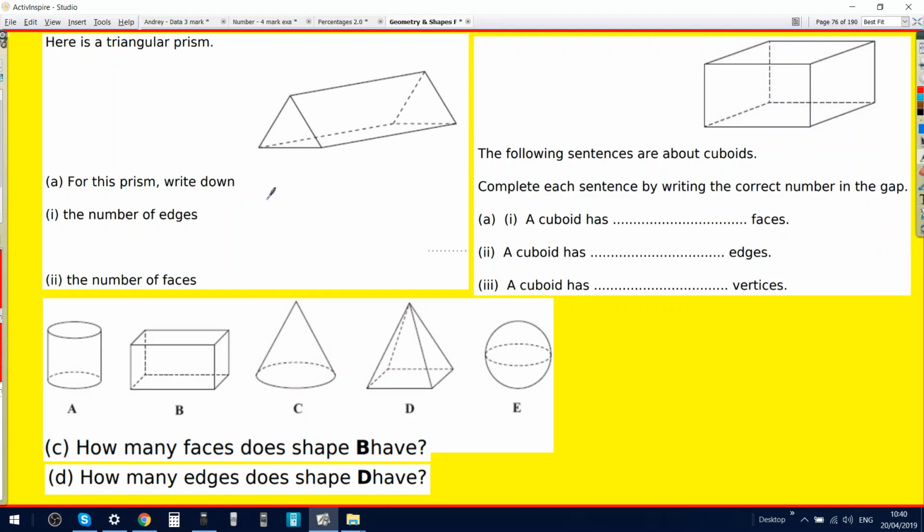So the number of edges. The number of edges are 1, 2, 3, 4, 5, 6, 7, 8, 9. Faces: the number of faces, 1, 2, 3, 4, 5. And what if they asked for vertices? Those are the points, so it'll be 6. Yeah, so vertices would be 6. Okay, you're good.